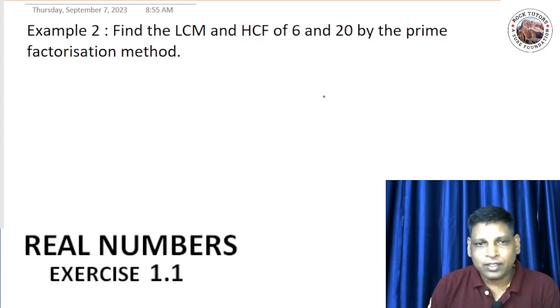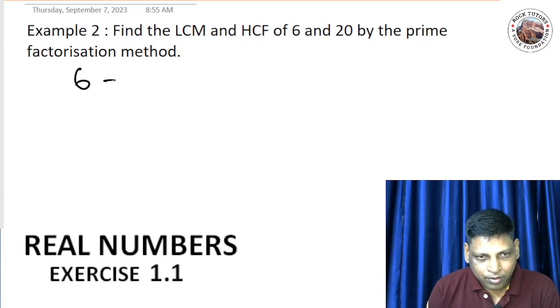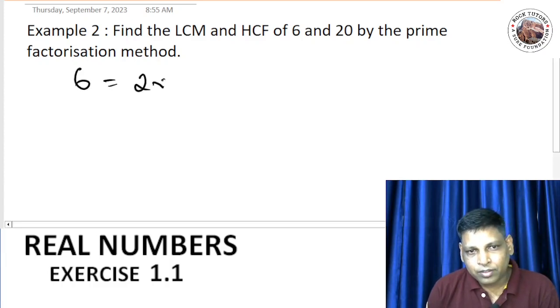I am taking 6 and 20. How to find the LCM and HCF? First I write the prime factors of 6 and 20. Prime factors of 6, we know that, are 2 into 3.